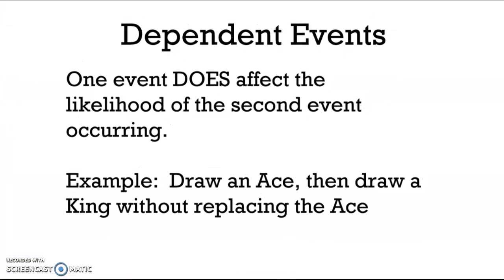Whereas with dependent events, one event does affect the likelihood of the second event occurring. This would be like if you're dealing cards. Let's say you're playing a card game and you draw an ace and then you draw another card, but you don't replace the ace after you draw the first one. Well, as soon as you're not replacing things, you're changing the probabilities for the second event happening.